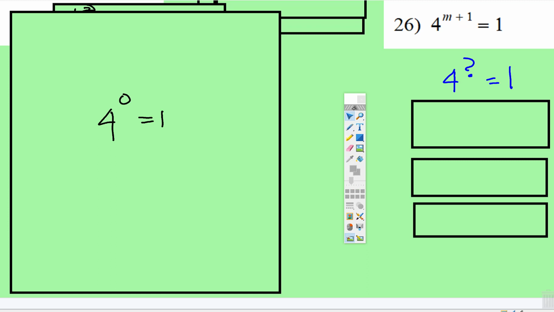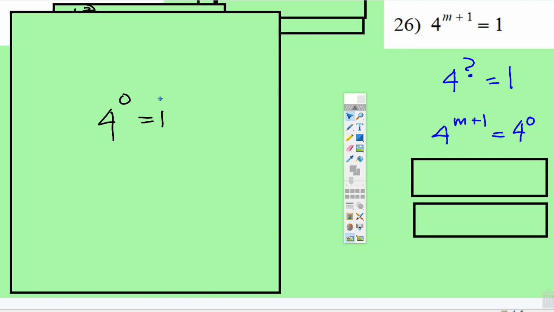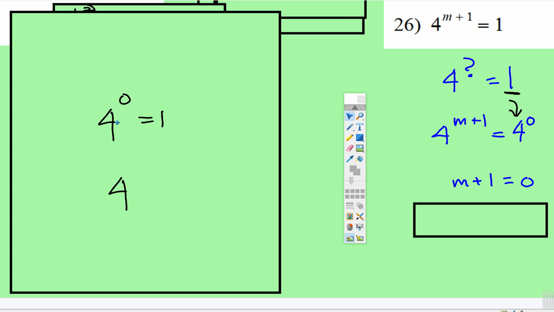-1. But another way to do it algebraically is to rewrite 1. So 4 to the m plus 1 is equal to 4 to the 0. 4 to the 0 is equal to 1, so we just rewrote that. And now that the bases are the same, you can rewrite m plus 1 is equal to 0, and then m is equal to -1. Because intuitively we already checked, we know that that's correct. All right, that's it.